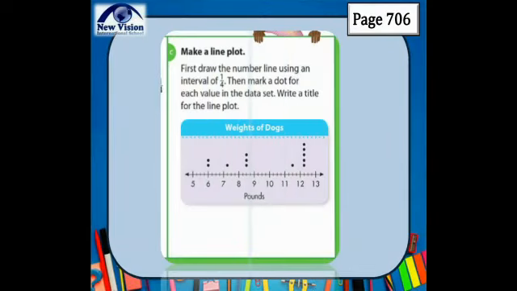Next, we're going to make a line plot. As I showed earlier, first you're going to draw a number line using an interval. It depends on the given numbers. And then you're going to mark a dot for each value in the data set. And then don't forget to write a title for your line plot.